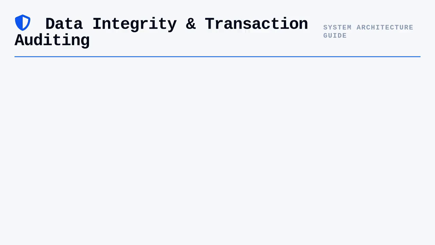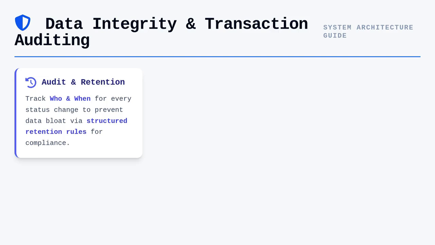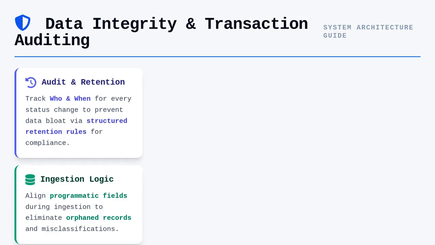Data auditing becomes quite essential when dealing with such high-volume transactional records, as you need to track exactly who changed a status and when that change occurred. By structuring audit log retention rules, you ensure that the system does not bloat unnecessarily while still keeping a sufficient trail for compliance reporting. Programmatic record generation often relies on fields defined during the ingestion phase, and any discrepancy here can lead to orphans or incorrectly classified items.